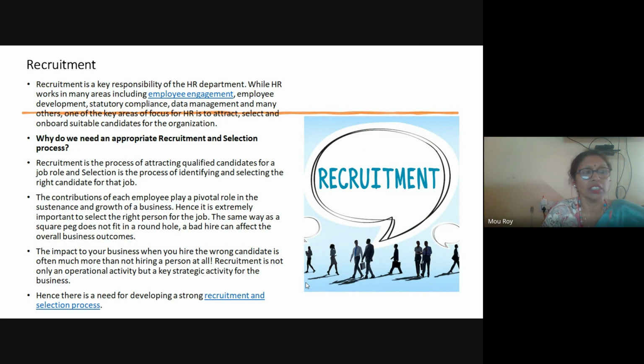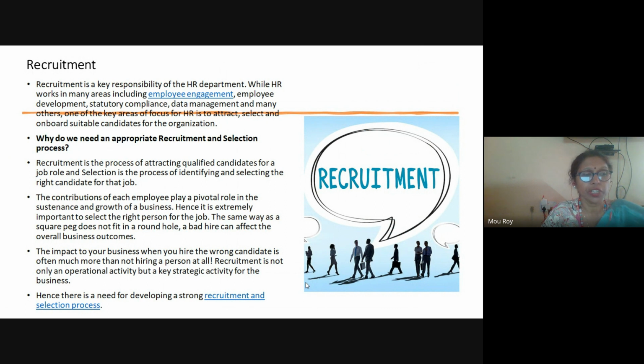And first thing is that we need to identify, attract and hire the most qualified candidates for a specific job of an organization. And this involves a lot of processes, strategies and stages to ensure that the right candidate is being selected for the right position, for the right job. So first thing is, why do we need an appropriate recruitment and selection process?